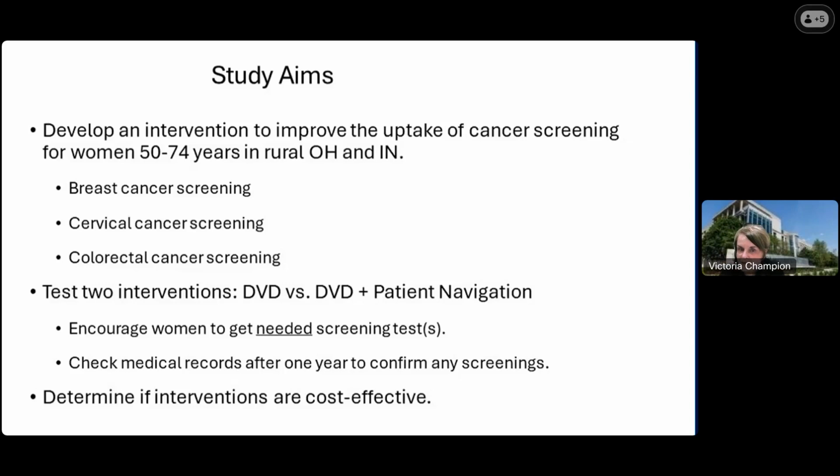The study aims, very briefly, and this is a synopsis, were to develop interventions to improve uptake of cancer screening for women ages 50 through 74 in rural Ohio and Indiana. And I will talk about the rationale for both interventions, development, and the problem in just a minute. So the 3 screenings that were recommended, other than lung cancer screening, which is for a specialized population, are breast, cervical, and colorectal for women.